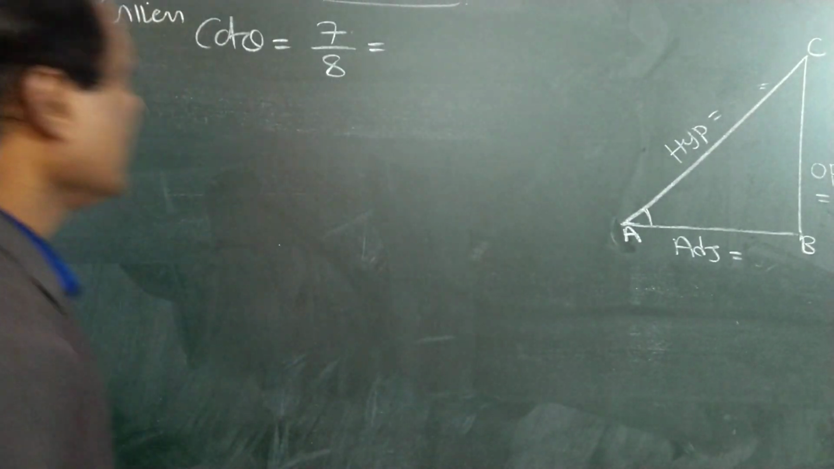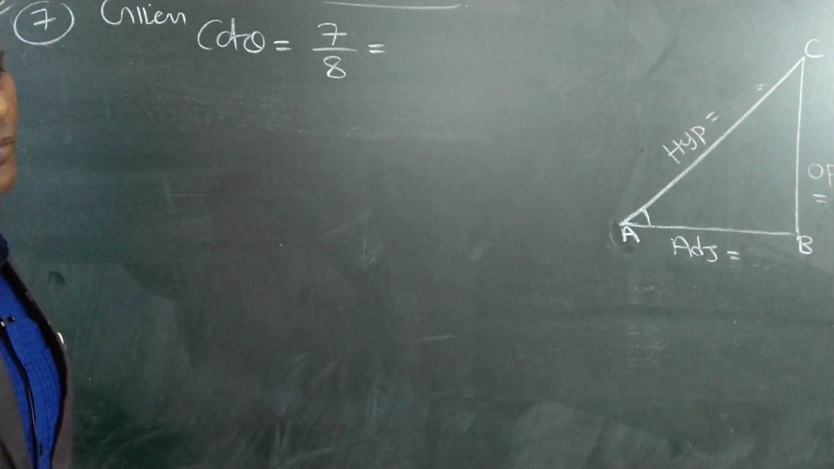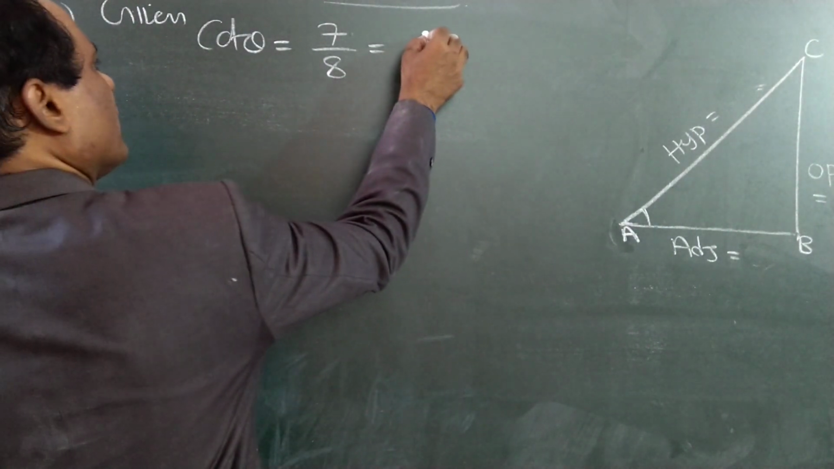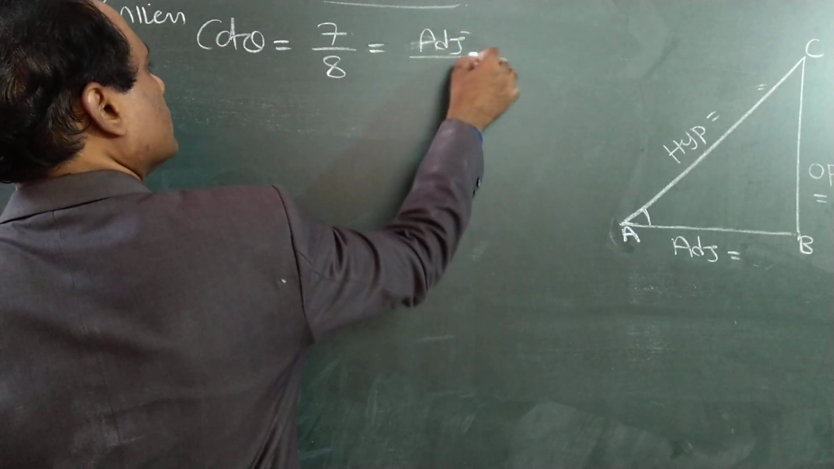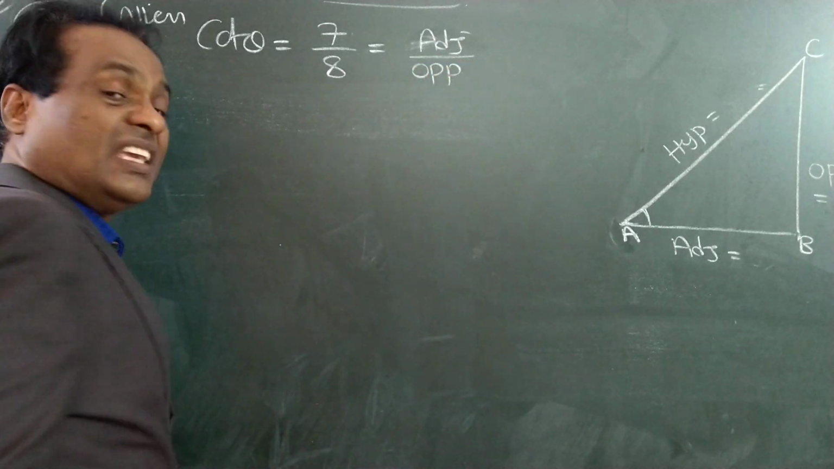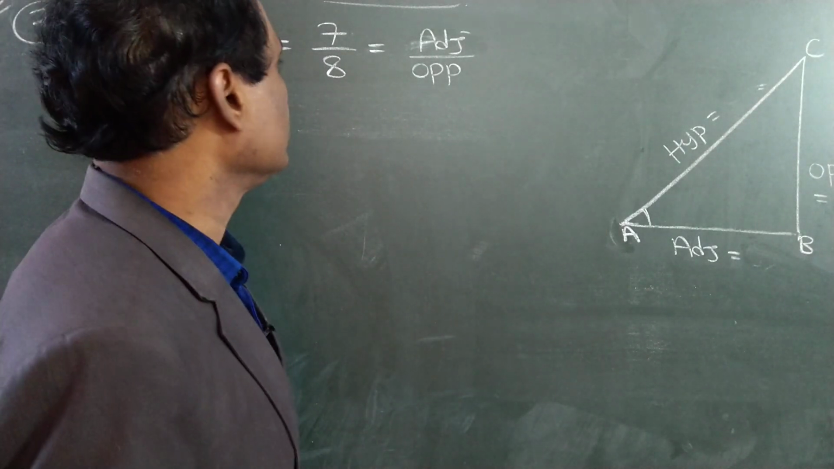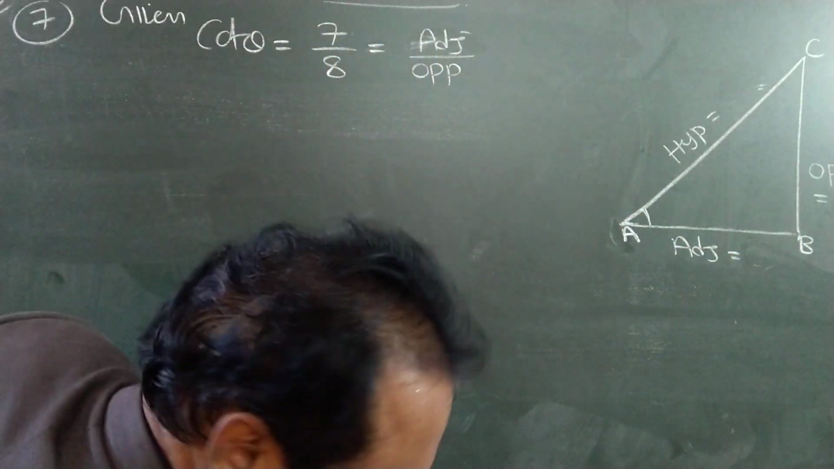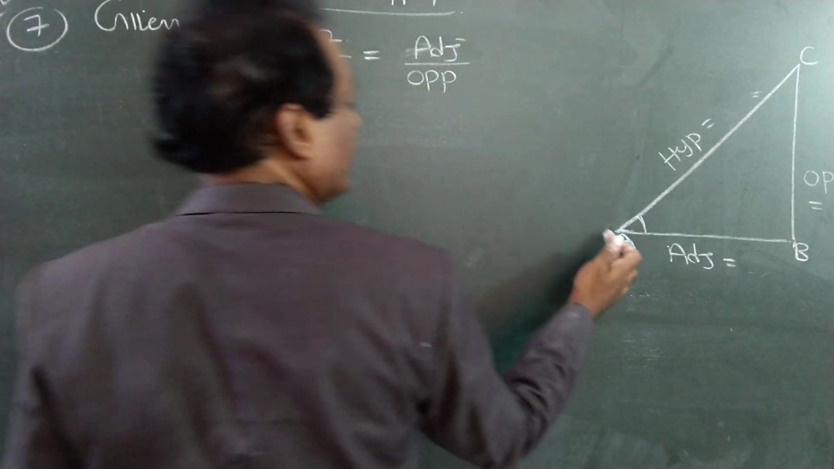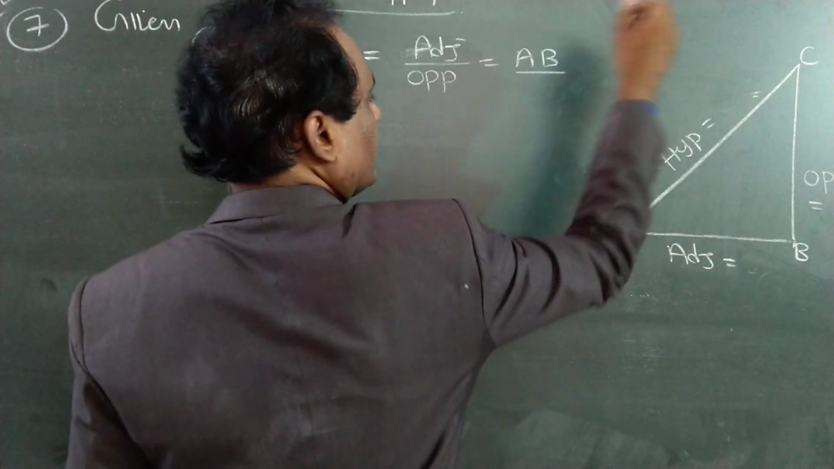Students, cot theta is equal to 7 by 8 is given, and we are asked to find some values. So what is the cot definition? See the formula. Draw this figure. As per this figure, what is the adjacent side? AB. Opposite is BC.